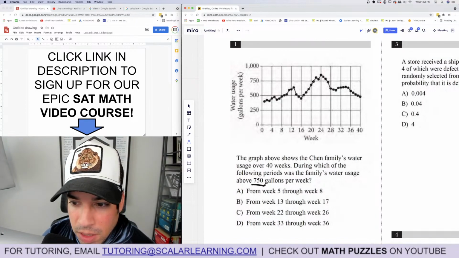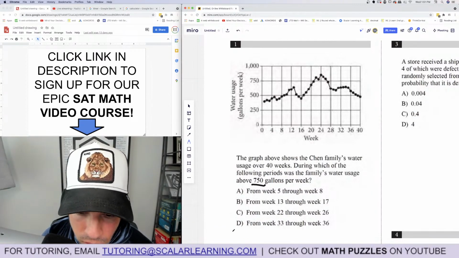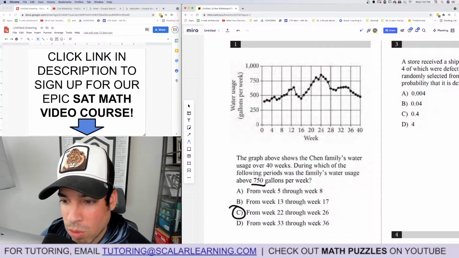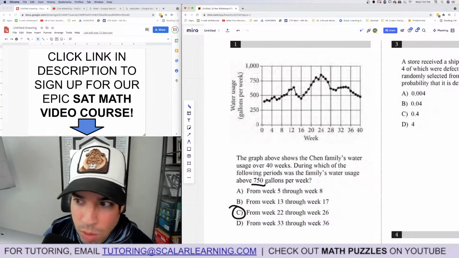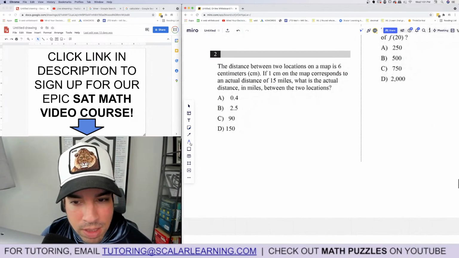Here's 750. It looks like weeks 22, 23, 24. Oh, right here. That one. 22, 23, 24, 25, 26. And that looks like 27 is down to 28. Perfect. C is the winner. Boom. Done.